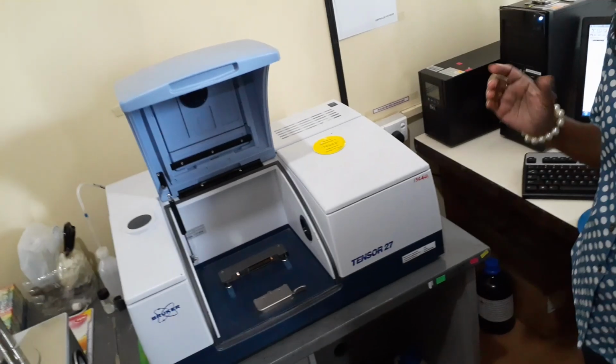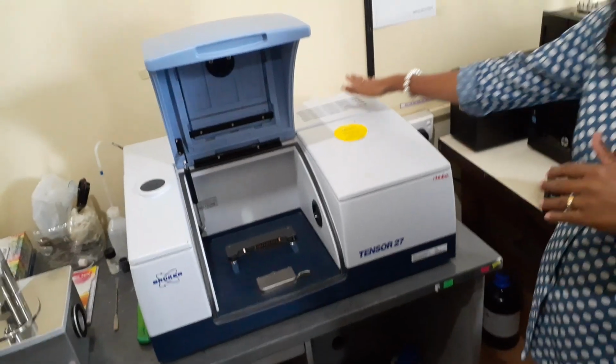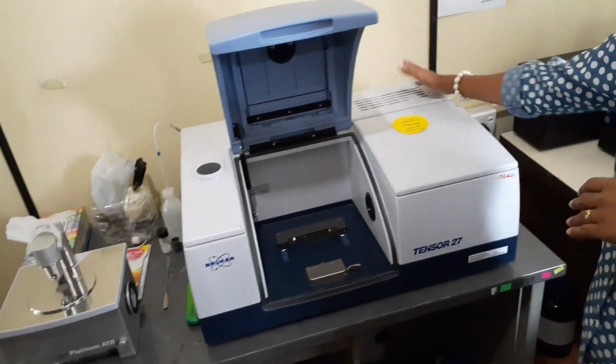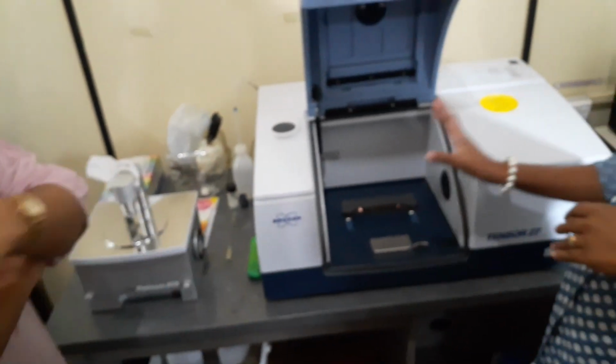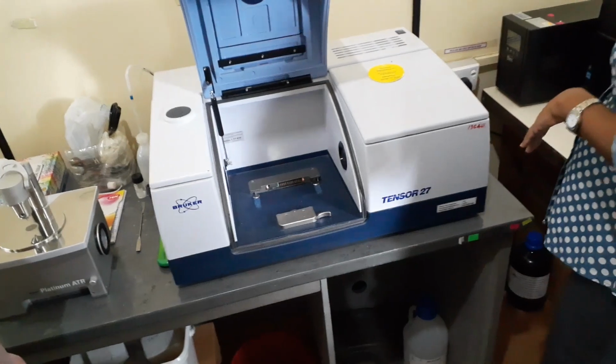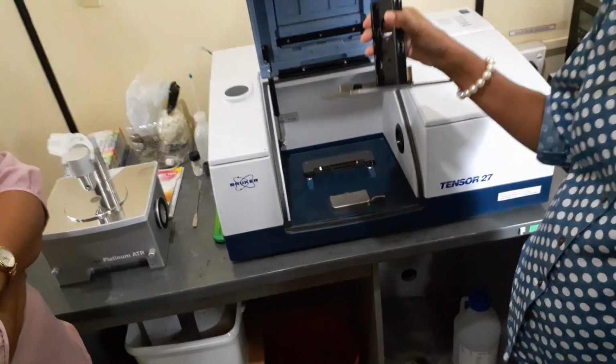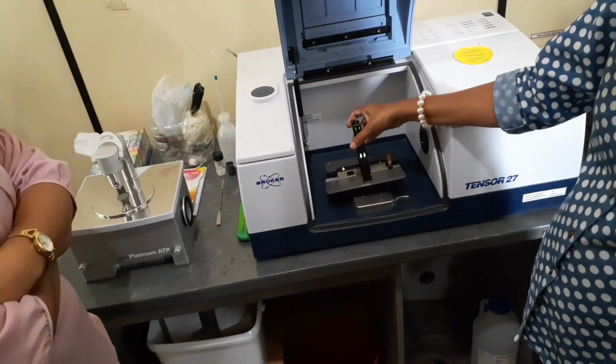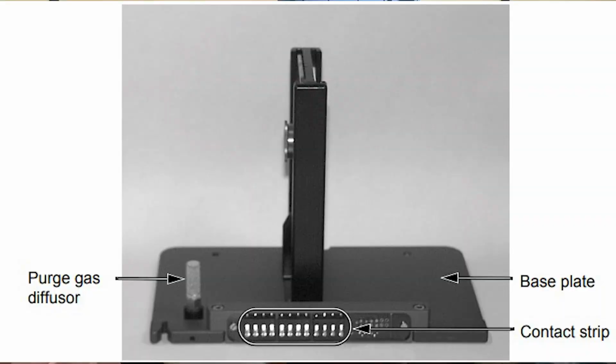This is the Bruker Tensor 27 FTIR machine, equipped with an IR source, an interferometer and a detector. It operates in two main modes, transmittance and reflectance. To begin, we need to load a sample compartment. There are two types available, the transmission compartment and the attenuated total reflectance ATR compartment, or simply ATR compartment. First, we'll install the transmission compartment.